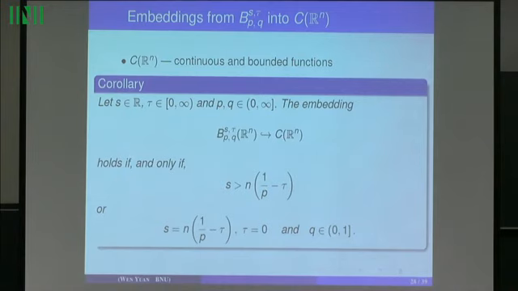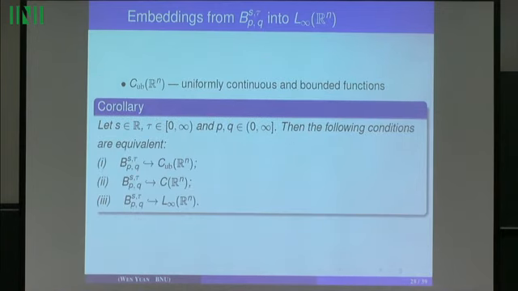Most particularly is this one. We consider the condition when the Besov tau space is embedded into a continuous function space. It's also easy to see from the previous results that the Besov tau space is embedded into this continuous bounded function space if and only if either S is strictly greater than n over p minus n tau, or in the limiting case S equal to this one, then we need tau is 0 and q is less than or equal to 1. The latter is just a classical result in the Besov space.